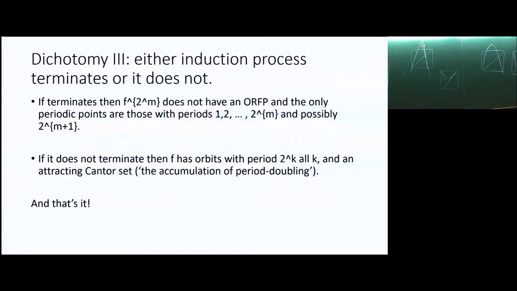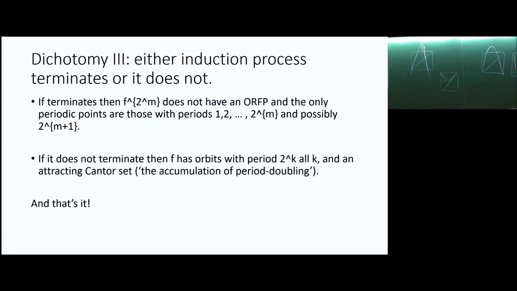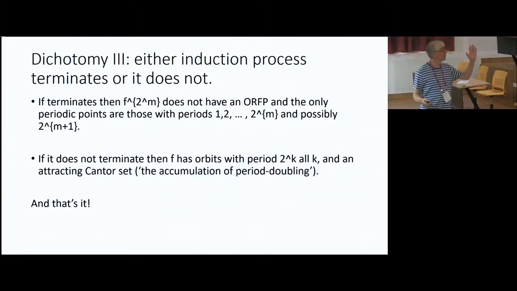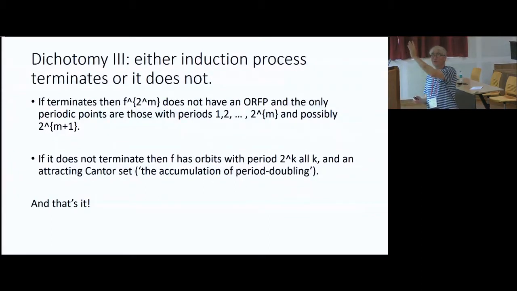Okay. If it doesn't terminate, then I have orientation reversing fixed points for F to the 2 to the K for every K, and that gives me period 2 to the K orbits for all K, and in the limit, typically, it's an attracting Cantor set. Okay, you can thicken it in various nasty ways, but typically, it's an attracting Cantor set. And that's the set at the accumulation of period doubling. So in period doubling, what you have is 1, 2, 2 squared, 2 cubed, 2 to the fourth, and so on, accumulating.